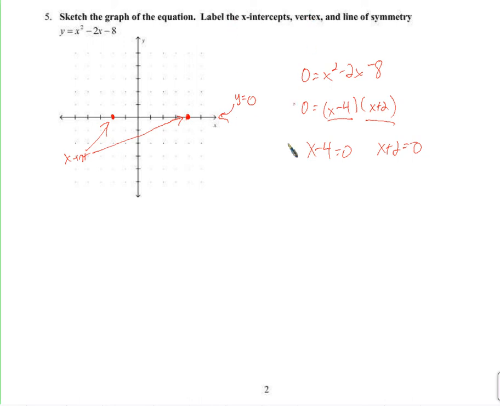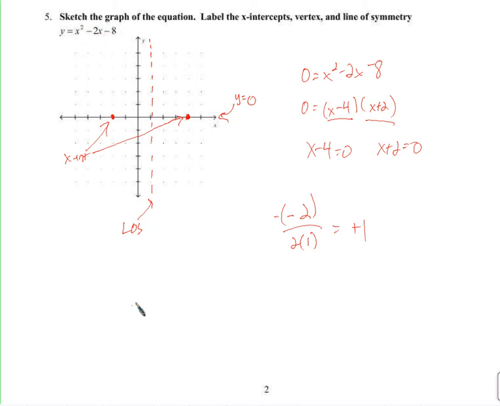Next, vertex, where's the vertex? Negative b over 2a, negative 2 over 2 times 1, so negative 1. It's negative 2. So it's a positive 1. Or I could split these x-intercepts down the middle, right? And that will give me my line of symmetry. Line of symmetry. 1 and what?